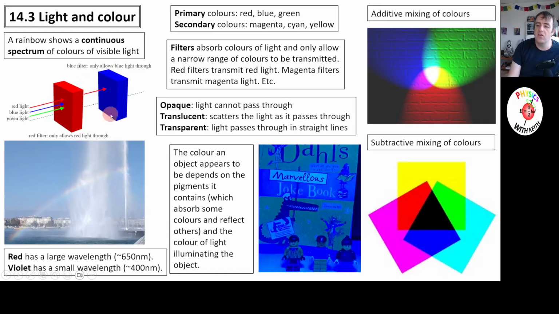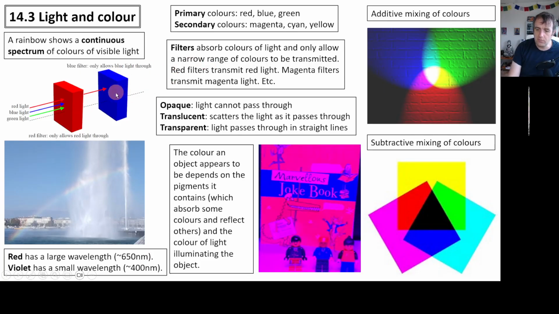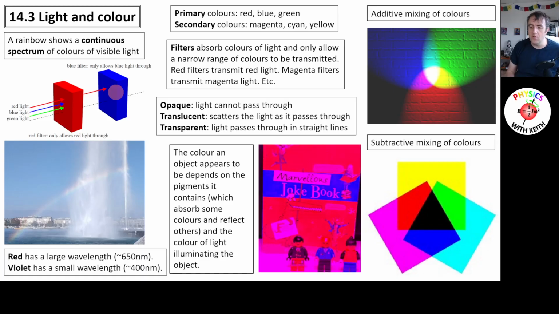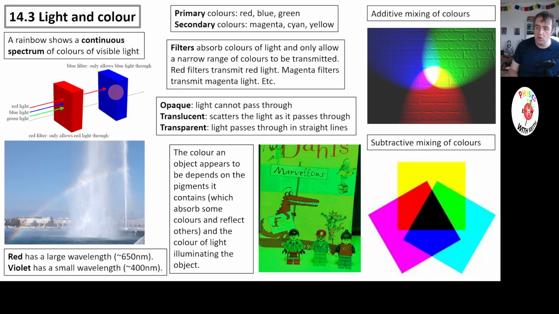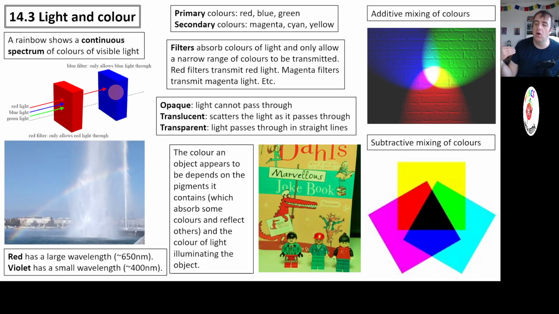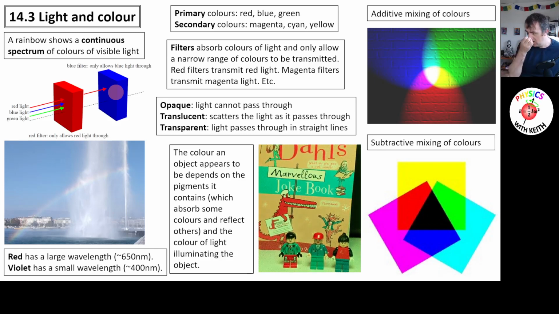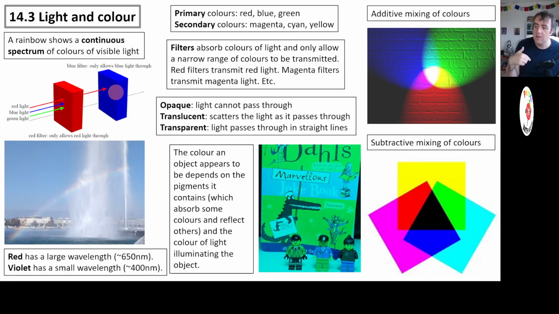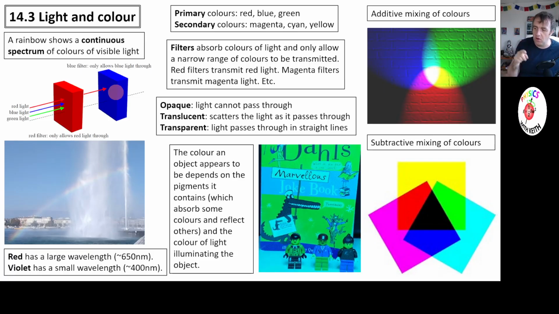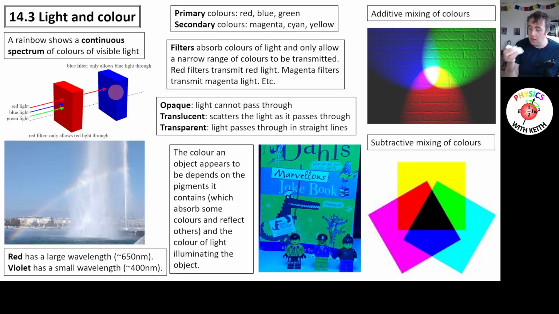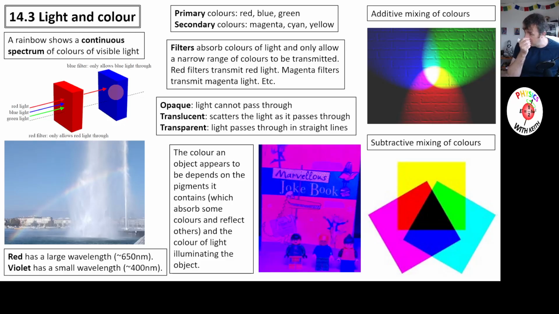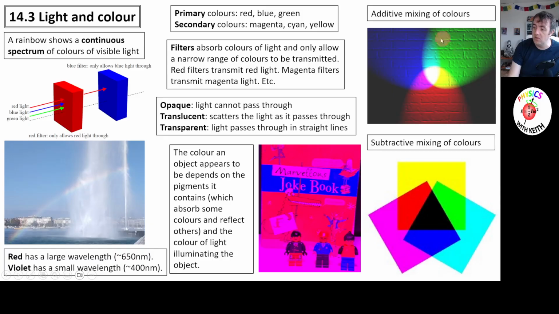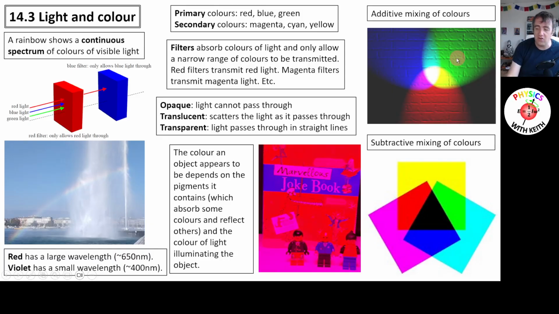So these are your filters. You can get secondary colour filters as well. So you can get yellow filters. They absorb blue, but allow the transmission of red and green. And you can get cyan filters, which absorb red, but allow the transmission of blue and green. You can get magenta filters, which absorb green, but allow the transmission of blue and red. I'm just using this diagram to remember which is which.